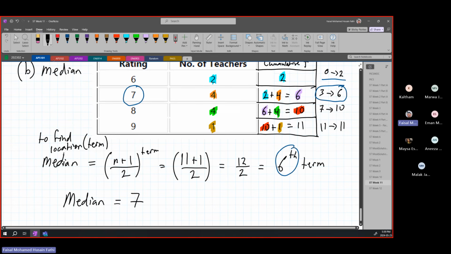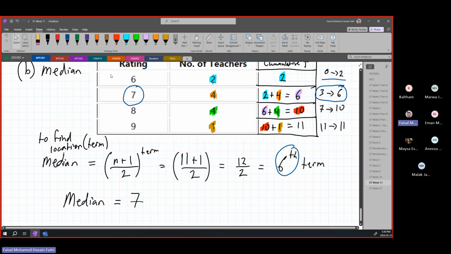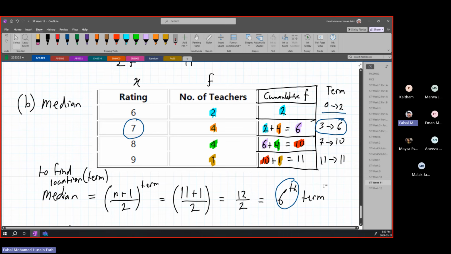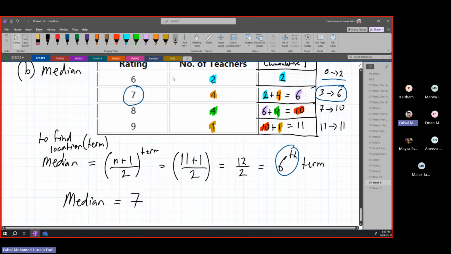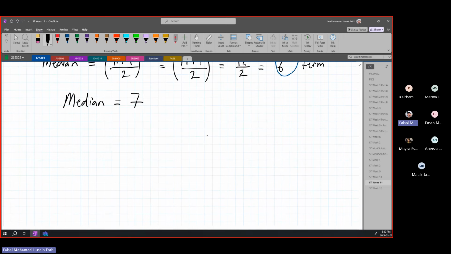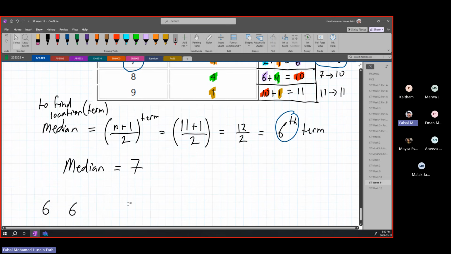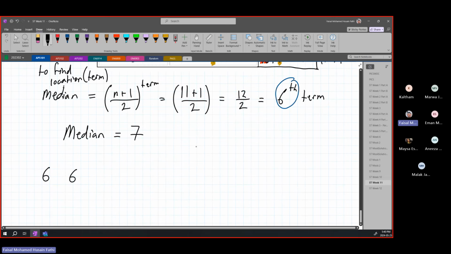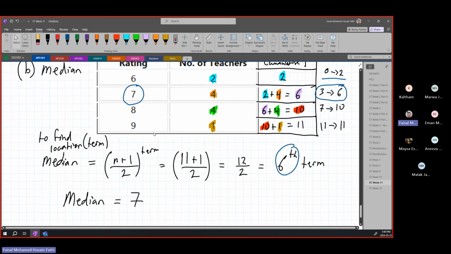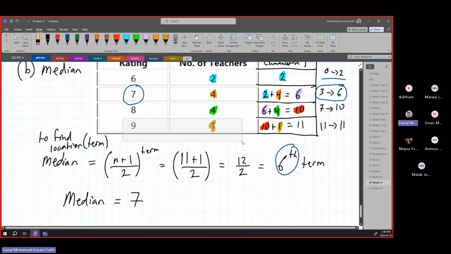I'm going to show you the other method so that I can explain how it is 7 and what I mean here by the term numbers. Since we only have 11 numbers, we can write them down in order. We have our smallest number, which is 6. We have 2 of them, the frequency, so you're writing it 2 times. And then we have 7, which we are going to write 4 times: 7, 7, 7, 7. Same thing with 8, we have it 4 times: 8, 8, 8, and 8. And lastly, we have 9, which we have 1 time.